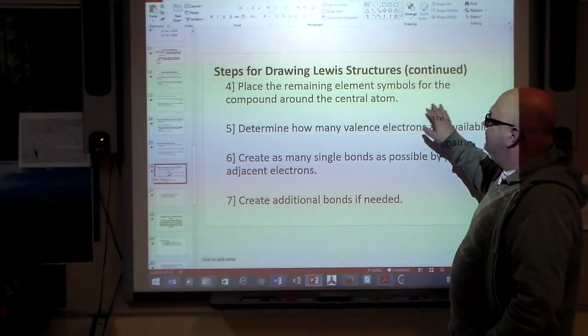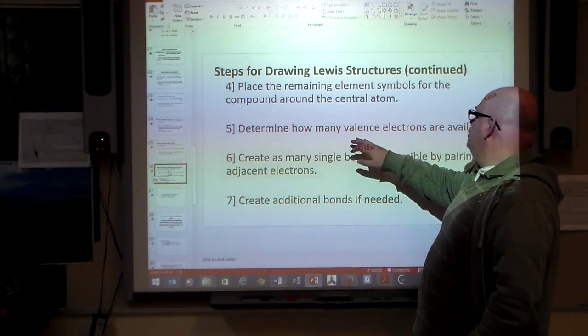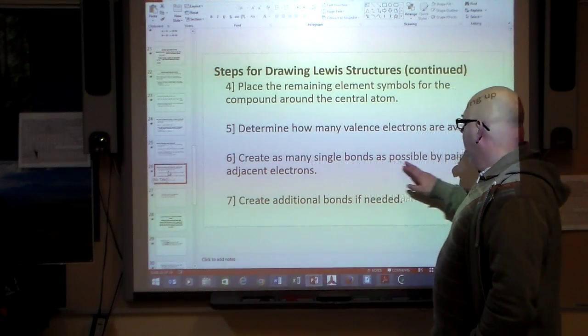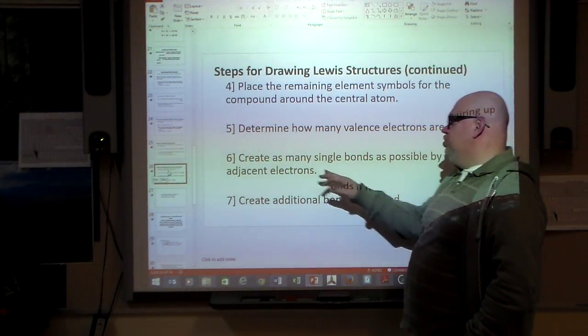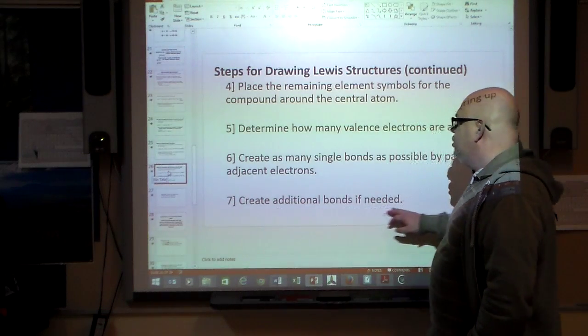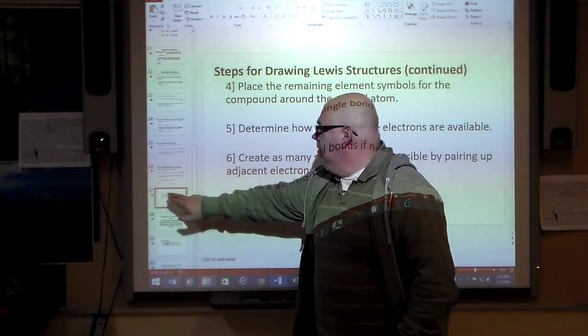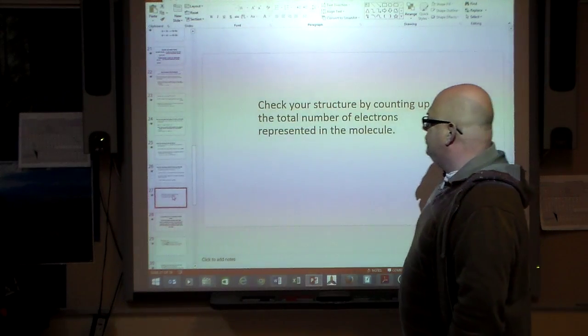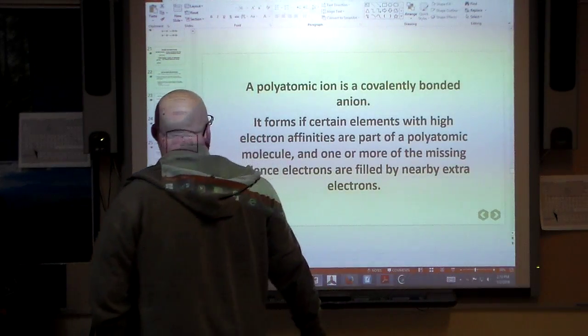Place the remaining element symbols for the compound around the central atom, determining how many valence electrons are available. Create as many single bonds as possible by pairing up adjacent electrons. Create additional bonds if needed. Check your structure by counting up the total number of electrons represented in the molecule.